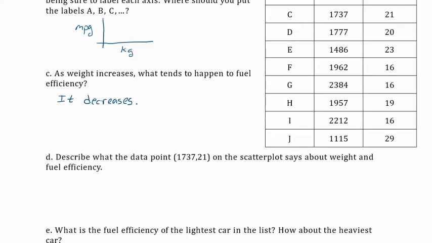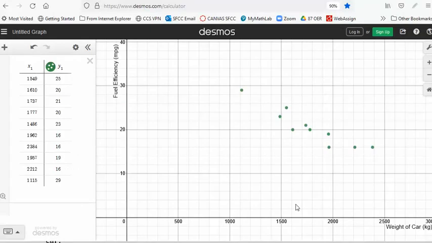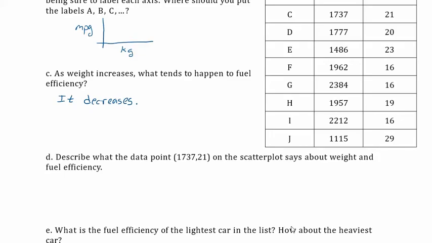All right, next question. Describe what the data point 1737, 21 on the scatter plot says about weight and fuel efficiency. Well, let's go ahead and take a look at that point, even though we don't really have to answer this question. Let's see, 1737. Remember, you can click on these points to find, there it is. There's the 1737. This data point here represents a specific car. And this point is telling us information about that car. Okay, what information is it telling you about the car? It weighs 1,737 kilograms and it gets 21 miles per gallon. That's what it's telling you. Okay, so we know it weighs.